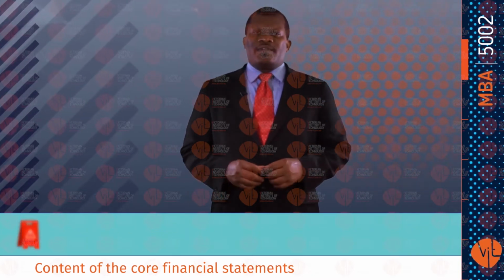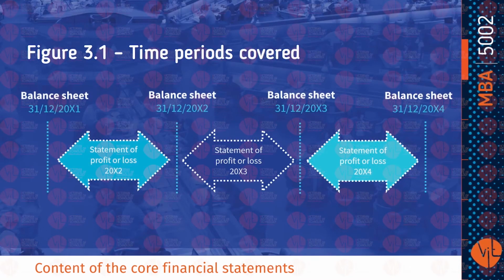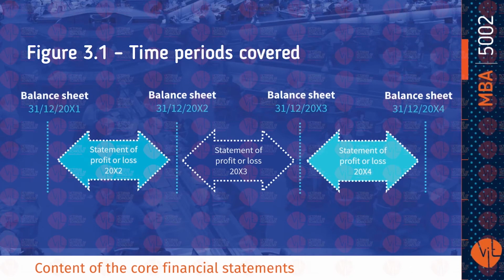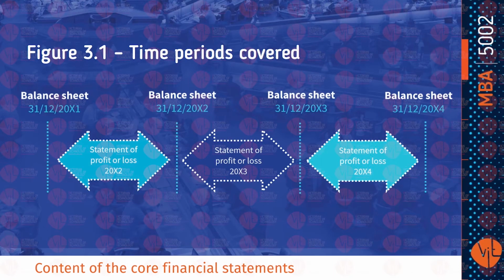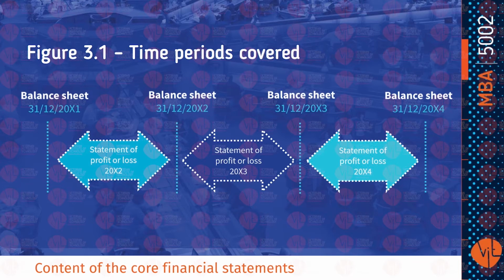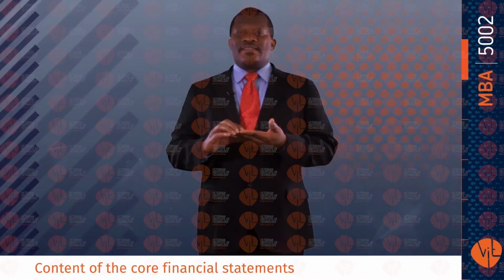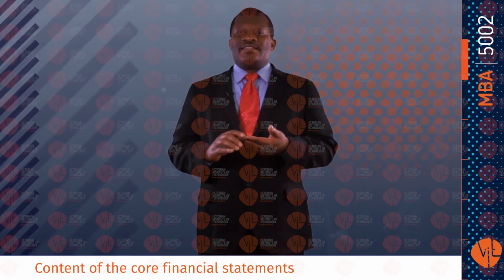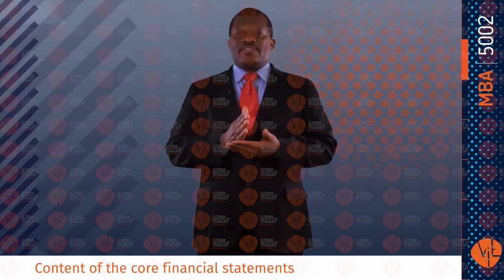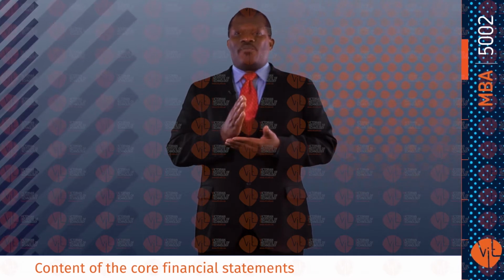As you can see from the diagram, the activities from one point to the other, that is a period, covers the income statement or profit and loss. And so the profit and loss is for a period, whereas the balance sheet is at a particular point in time.